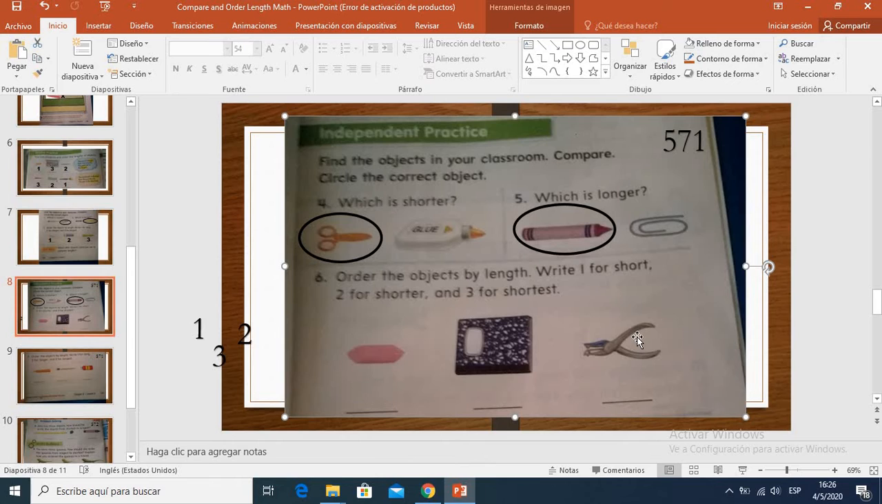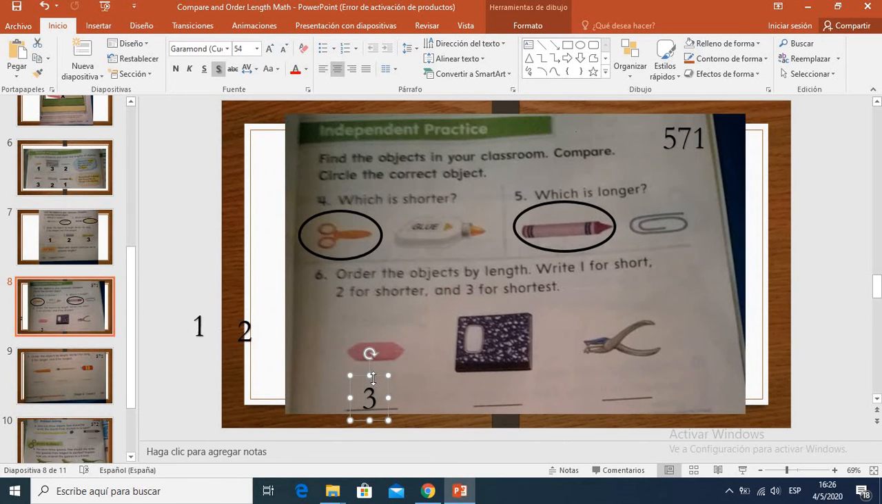No, that one is a hole puncher, sorry. That one is a hole puncher. This one here. It's a hole puncher. Okay? What do you think is the shortest? Eraser, notebook, or hole puncher? The shortest, el más cortito, the shortest. The eraser, very good. So you need to write the number 3, not the number 1. The number 3 because the instruction says, and 3 for shortest.